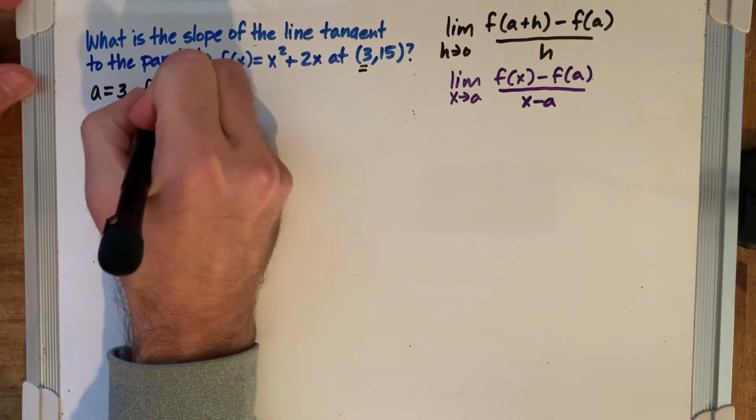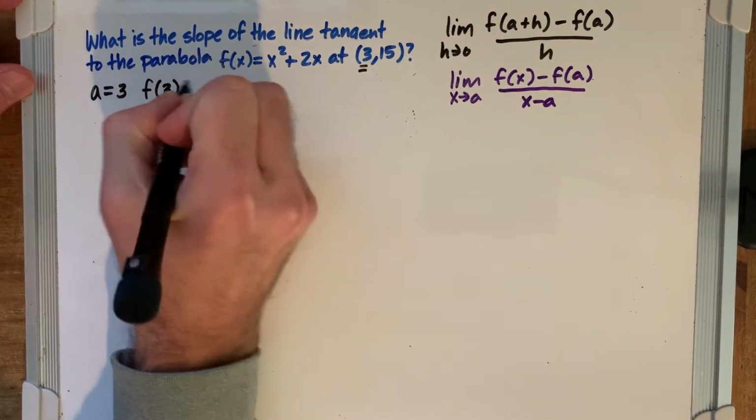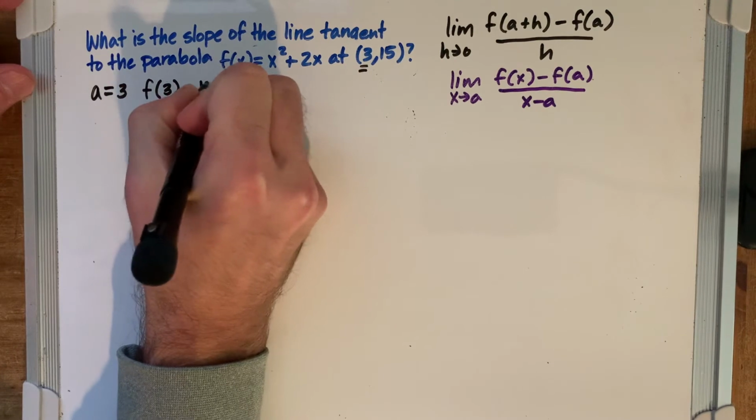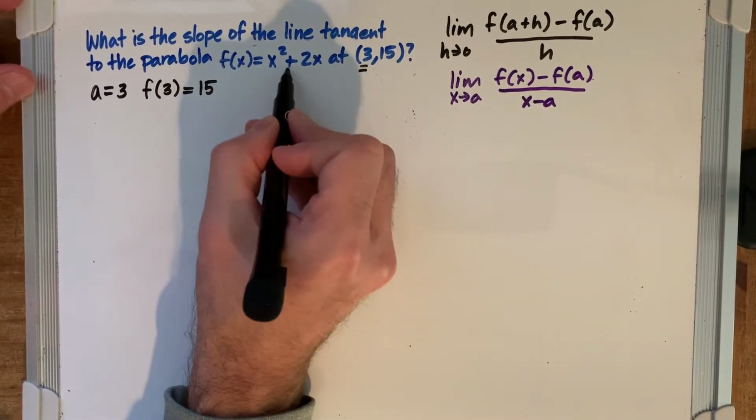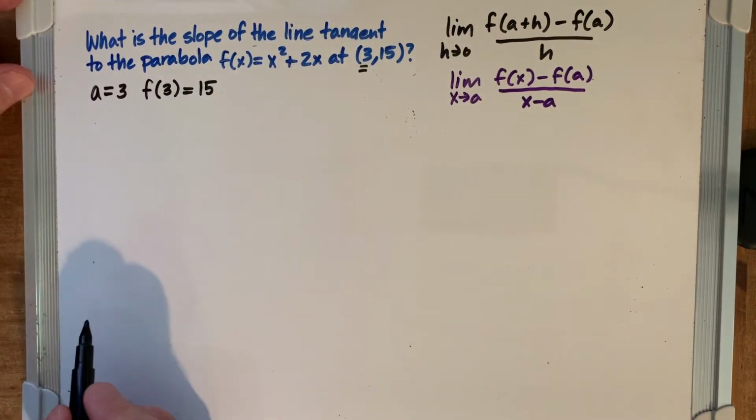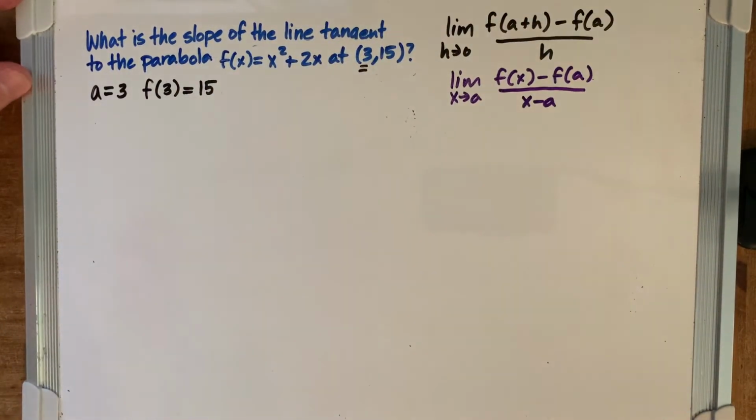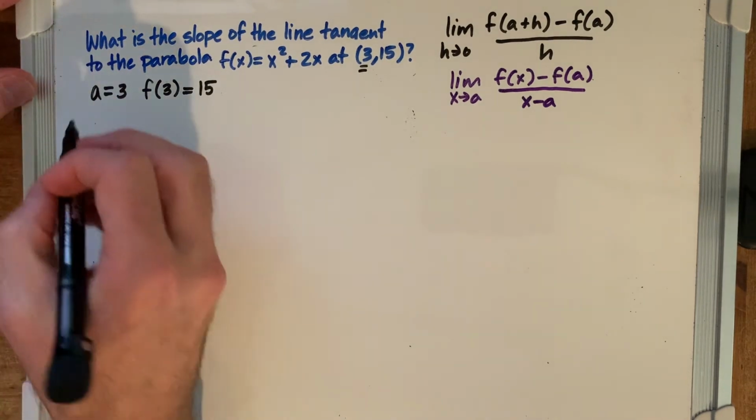That means our f of 3 here is 15. If we put 3 into this function, 3 squared is 9, plus 2 times 3, we get 15 out. So let's use this first definition up here, the one in black. There's no real significance to why I'm using one or the other. Let's just check it out here.